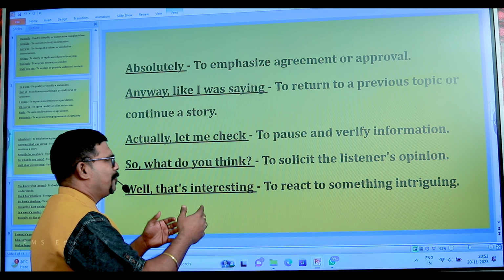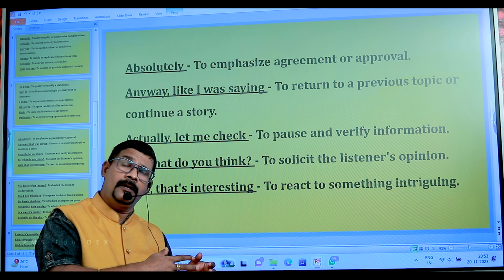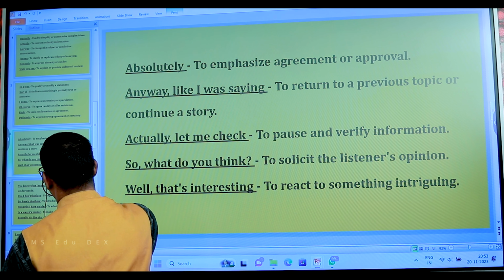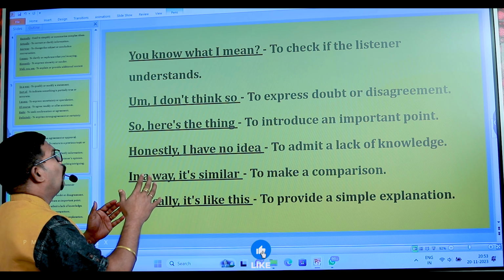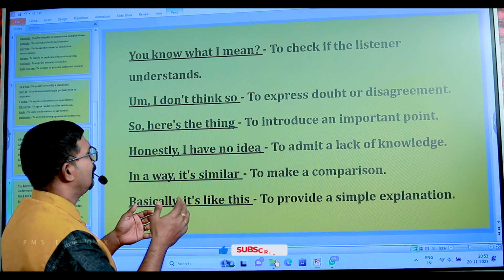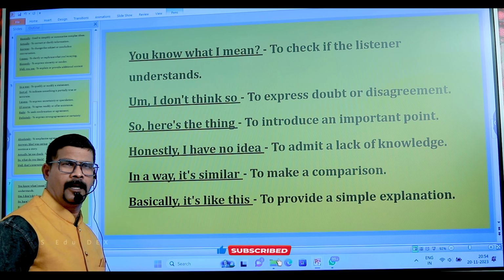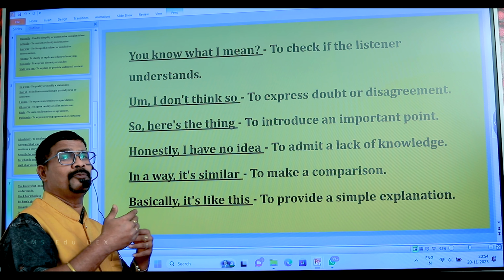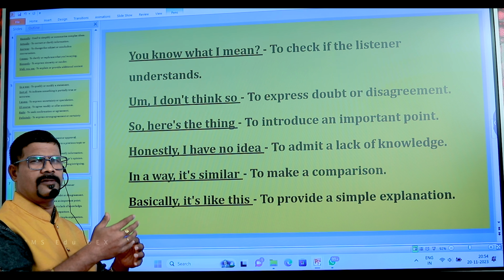Well, that's interesting, to react to something intriguing. It shows you are reacting with interest, showing more interest in the topic or idea. You know what I mean? To check if the listener understands. So this phrase, and "what I mean" or "what I'm trying to say", are all ways of checking the listener's attention.